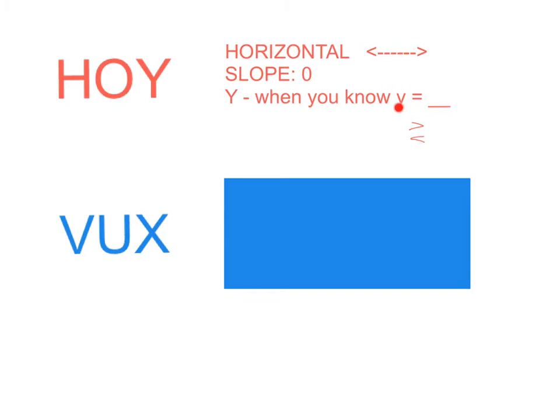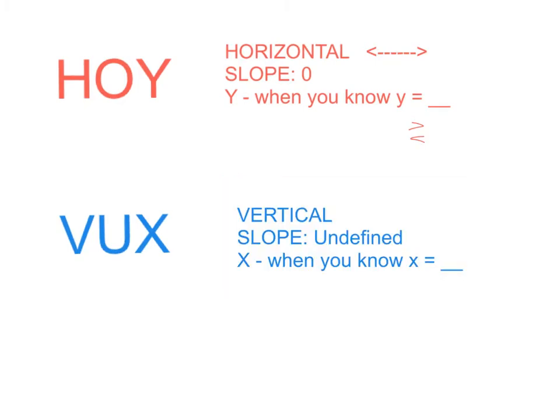So if we know what Y is, if you think about "hoi," it helps you remember that it's a horizontal line which has a slope of 0 if we know what the Y value is. All right. Similarly, we have "vux." And "vux" means the V stands for a vertical line, and a vertical line is like this, right? A vertical line, which has an undefined slope, and that's when we know what X equals, or if X is greater than or less than something.